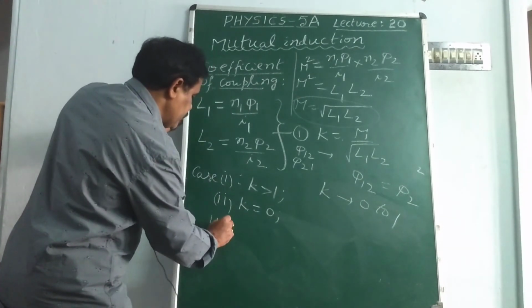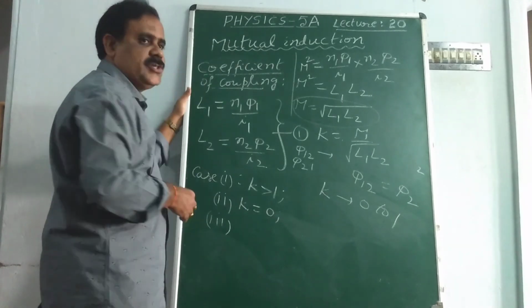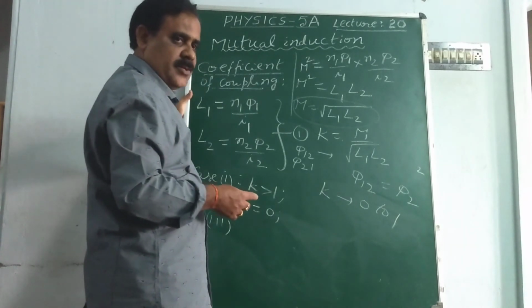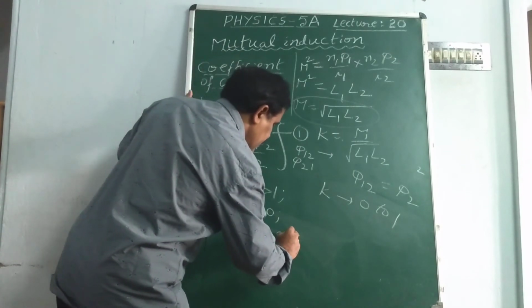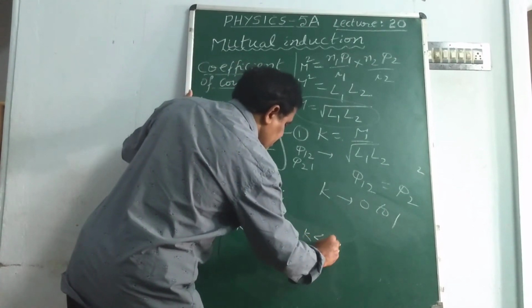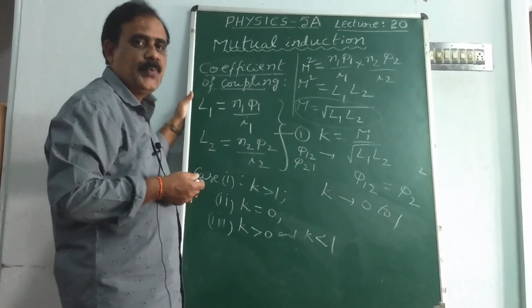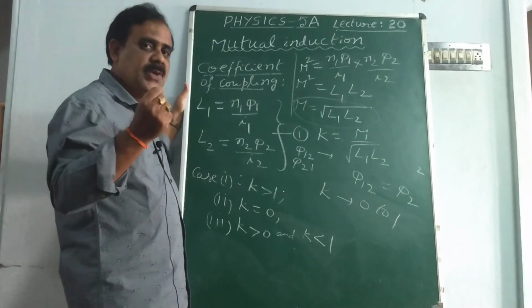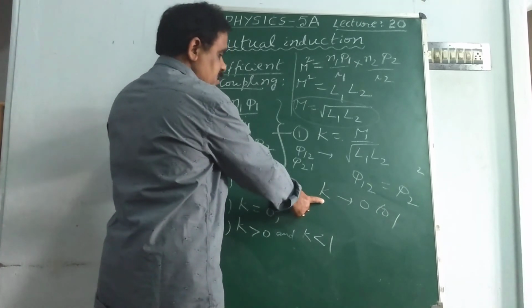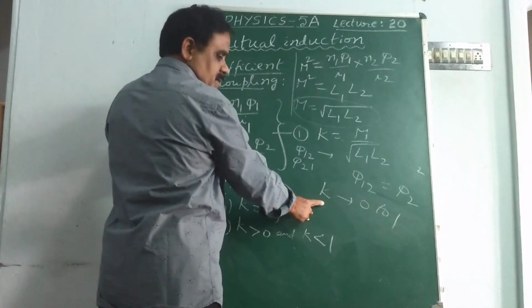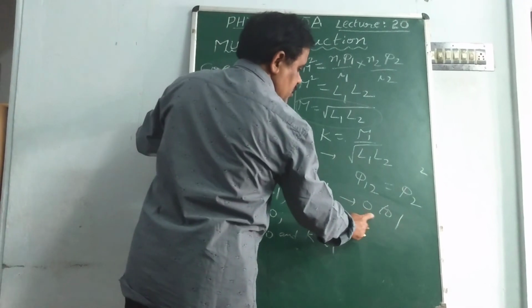And case 3, if K is between 0 and 1, K is greater than 0 and K is less than 1. So this is known as optimum coupling. So this is optimum coupling అని చెప్తాం. So there are three cases ఉంటాయి. Coefficient of mutual inductance, that means coefficient of coupling is changing between 0 to 1.